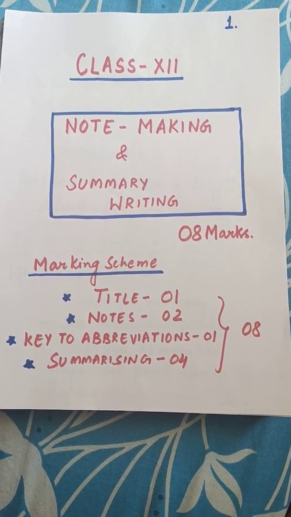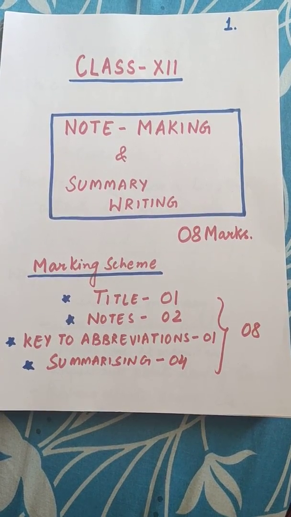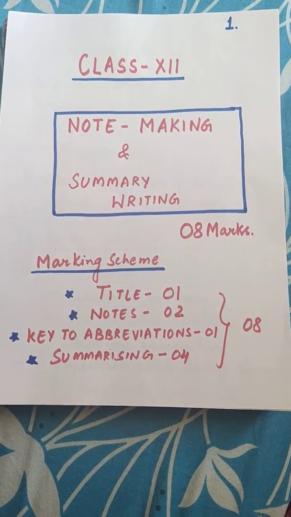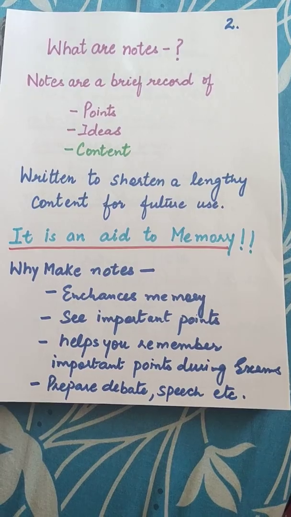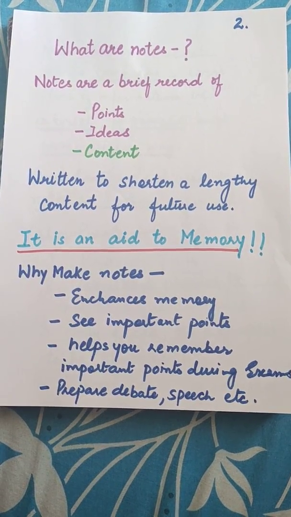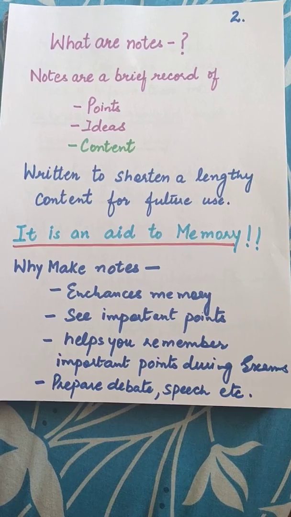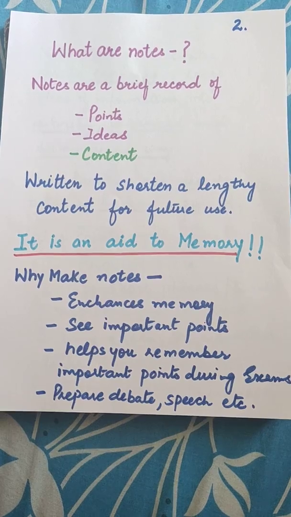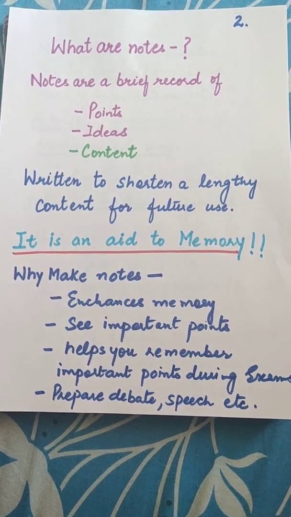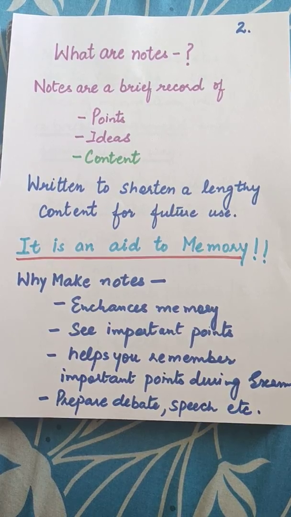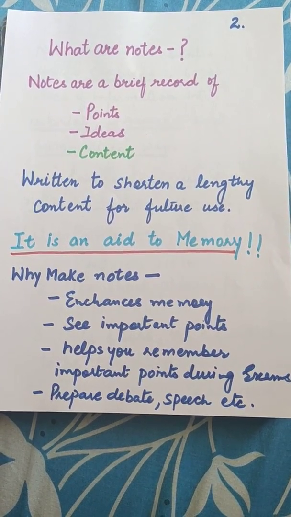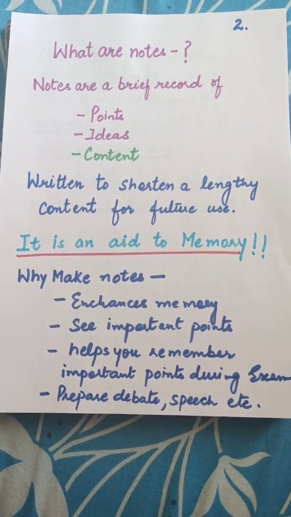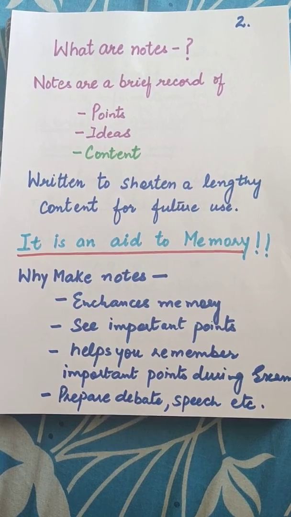So once you do it nicely, once you know the gist of how to make notes, it is going to fetch you full 8 marks. Now let's turn to our topic. What are notes? Notes are a brief record of points, ideas, and content. See children, a whole big passage will be given to you, an unseen passage. Now what you have to do is convert it into notes, points and subpoints. So it is written to shorten a lengthy content for future use.